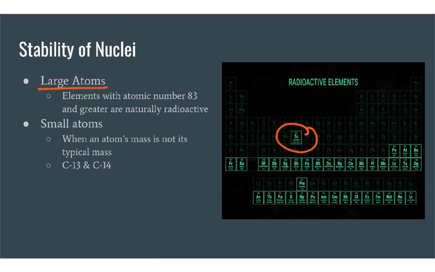So then we also have our small atoms that can be considered radioactive. It's when the atom's mass is not its typical mass. So carbon we know is typically 12, but it has the isotope of carbon-13 and carbon-14, which are considered radioactive, even though nobody really thinks about radioactive carbon. You always think about plutonium and uranium and polonium and all those, radon, francium, all those things. Those are really the more radioactive ones, but carbon is up there as well, so we can't forget about carbon.